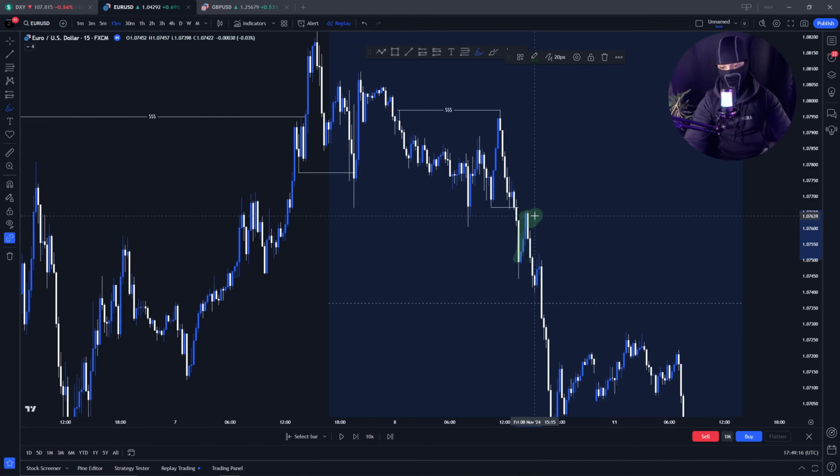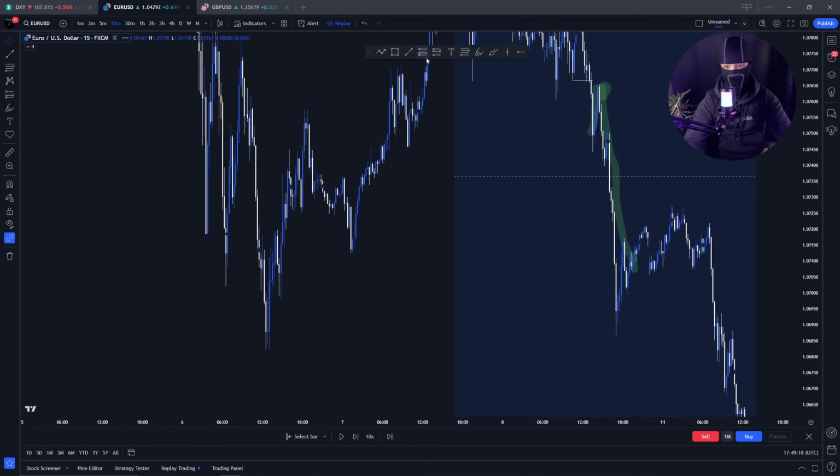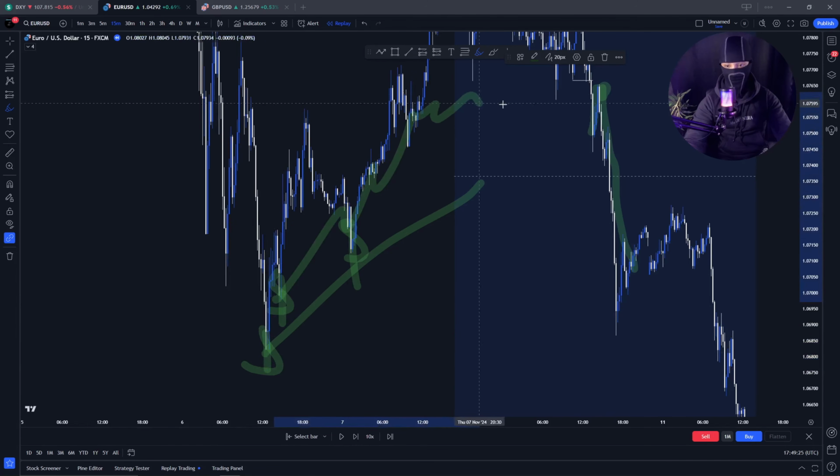Price retraces, people enter sells, and this now dumps and it takes out all of these buyers that have their stop losses resting on this swing low, on this swing low, and on this swing low. All of these buyers here, they all get taken out.